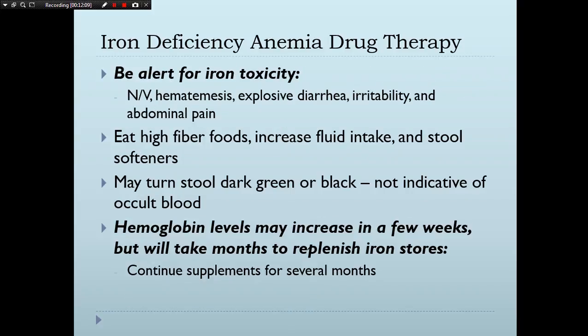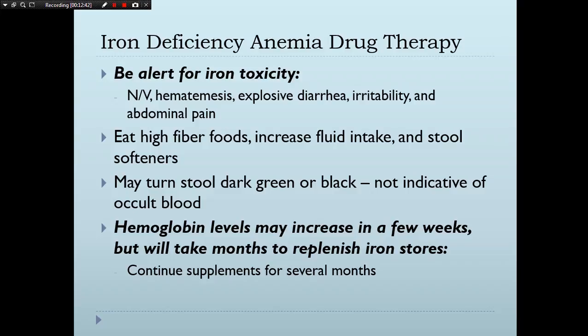In the event we have to use iron, we're going to be alert for iron toxicity, such as nausea and vomiting, diarrhea, abdominal pain. Again, as we said before, because iron can be binding and constipating, we want our patients to eat high fiber foods, increase fluid intake, and utilize stool softeners. We want to make sure our patients know that it could turn their stool dark green or black, but that it's not indicative of bleeding, that it's just the breakdown of iron.